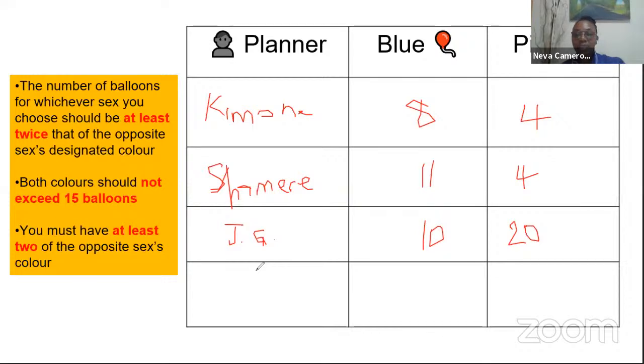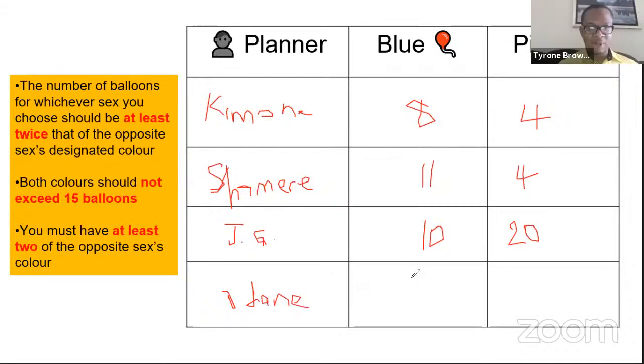And the last one is 15 blue and 5 pink. No, sorry. I'm seeing one on YouTube. Okay, let's take the one from YouTube. Let's take Ordain. 9 blue and 6 pink, right? Ordain, thank you. 9 blue and how many pink? 9 blue and 6 pink. Awesome, awesome.